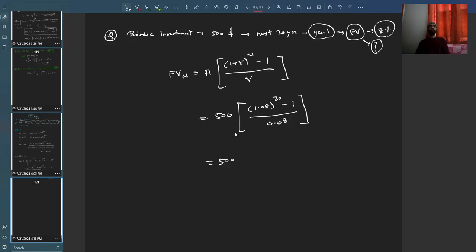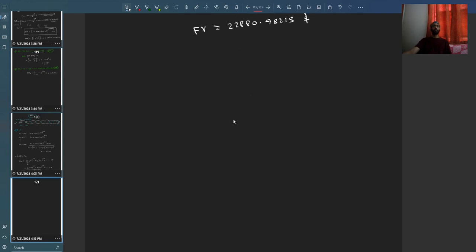This is equal to 500 multiplied by, let's calculate it, friends, (1.08 to the power 20 minus 1) divided by 0.08, which is approximately 45.761964. So this comes to 22,880.98215. This is the future value for this kind of investment for 20 years at 8%, right? Now friends, let us calculate the numbers for an annuity due.